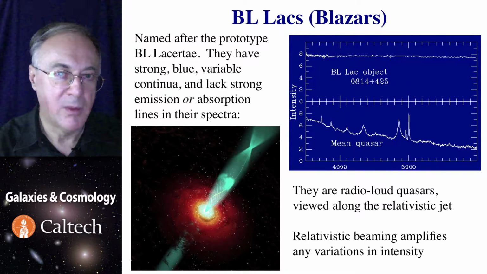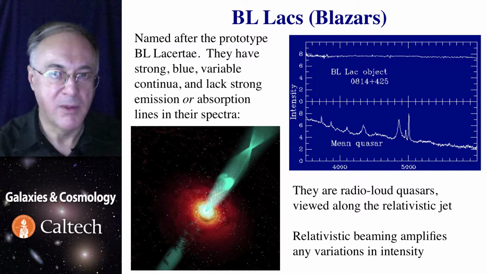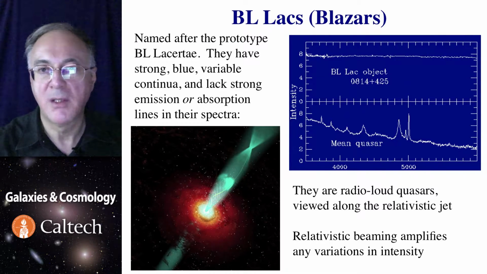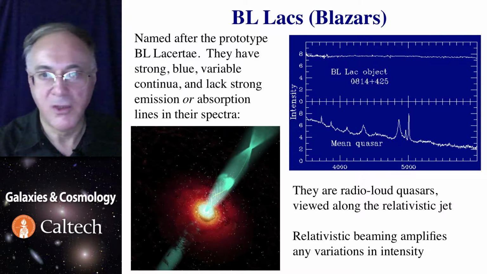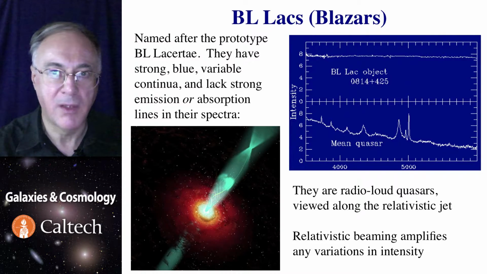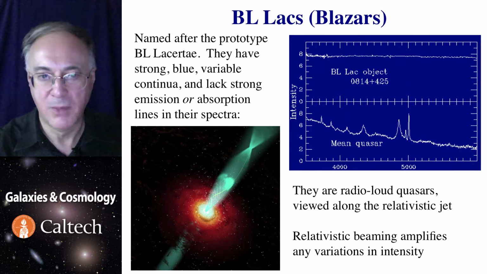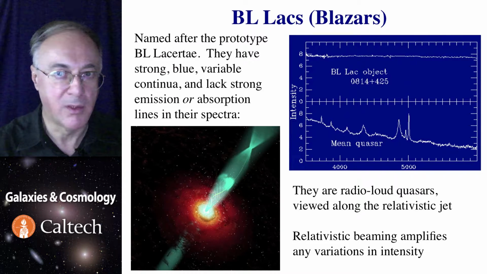They're also very variable. This is why they were confused with variable stars. Variability in their case comes from instabilities in the jet, shock waves or a jet encountering gas around the host galaxy and so on. And they're Doppler boosted, amplified because of the relativistic motion of plasma towards us.